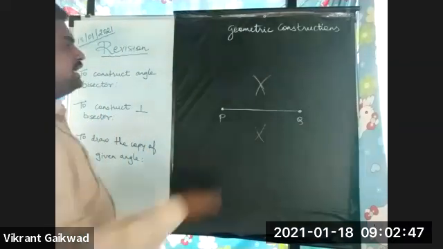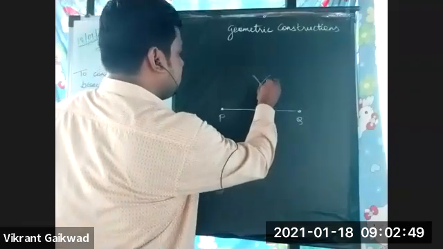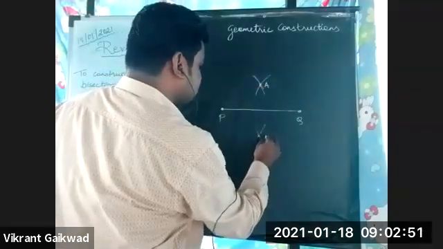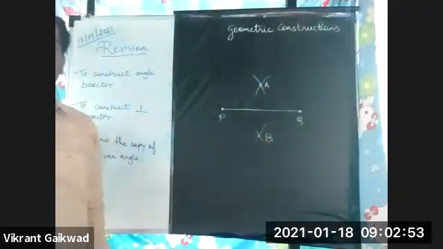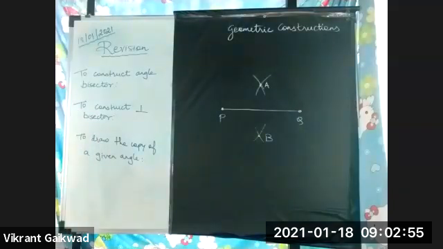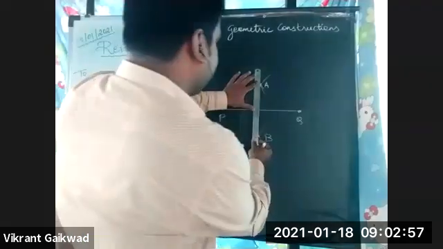So we'll name these points as A and B. Join points A and B.